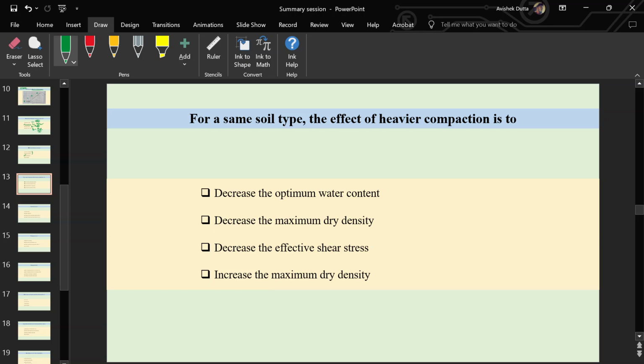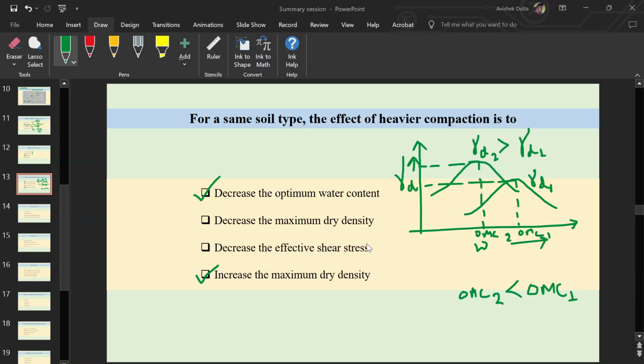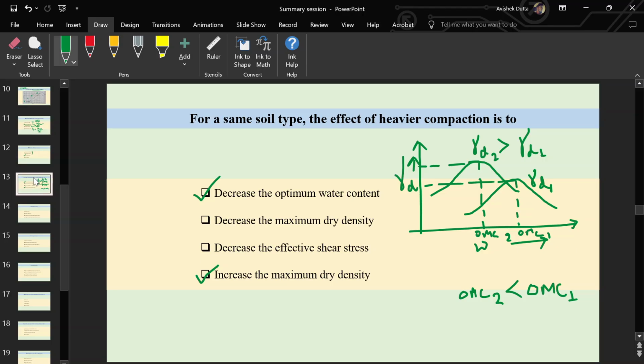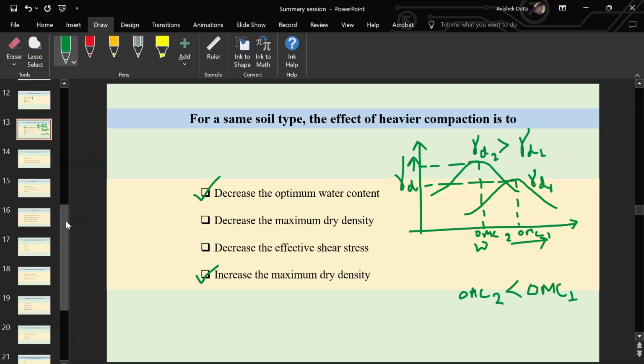Just a moment. It's not updating again. Yes. So here option 1 and option 4 both are correct. Okay. I'll just save it. Any doubt till now regarding the questions or anything else? Okay, so I'll continue with the next question.